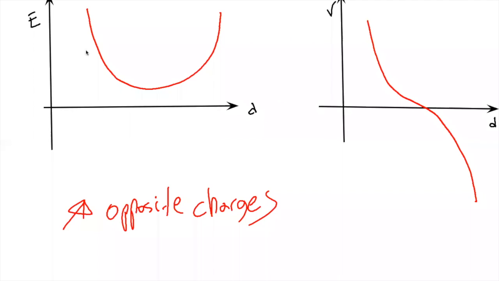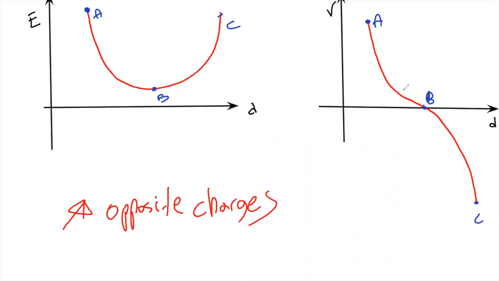Okay, now let's mark the points again. This is point A. This is point B. This is point C. That's point A. That's point B. And this is point C.